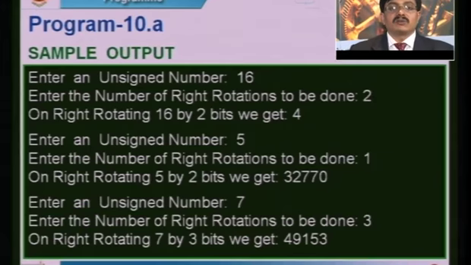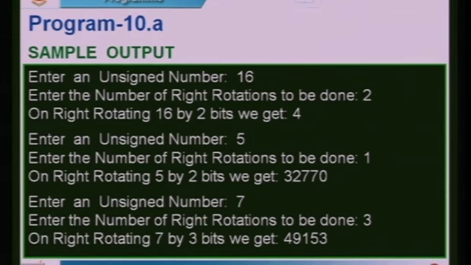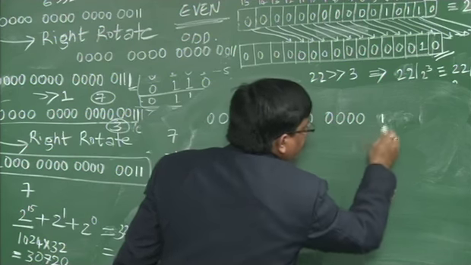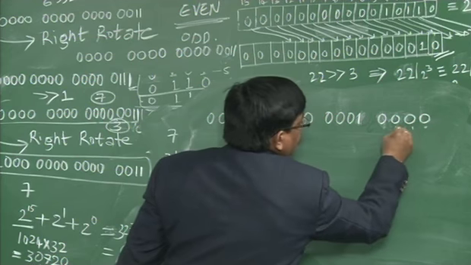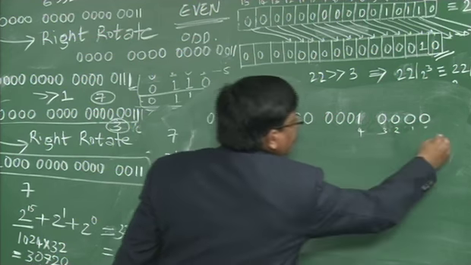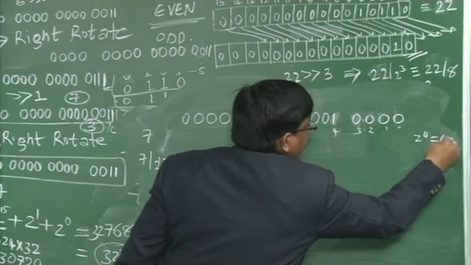Now, this is the sample output what we get here. Enter an unsigned number 16 and enter the number of right rotations to be done 2. So when I perform right rotation by 2, the value we get is 4, because when we look at the value 16 here, the sequence we get is, when you take the value 16, 0, 1, 2, 3, 4. This is the 4th bit position. This value 2 raised to 4 is equal to 16. So this is the value we get there.